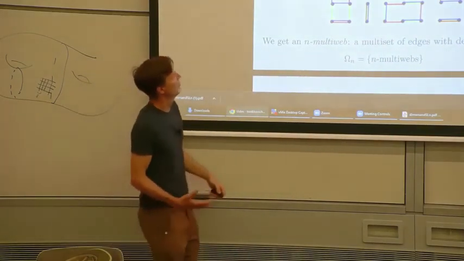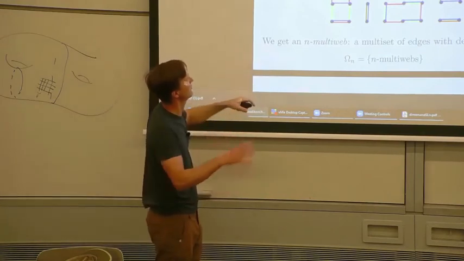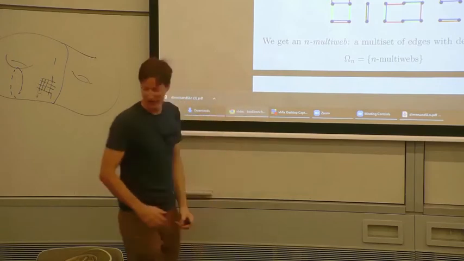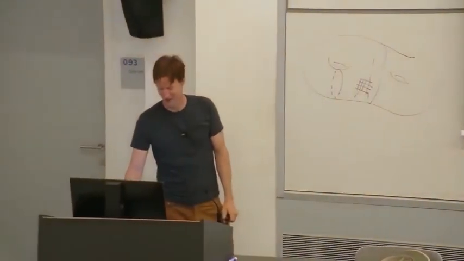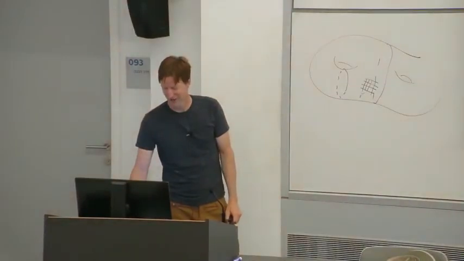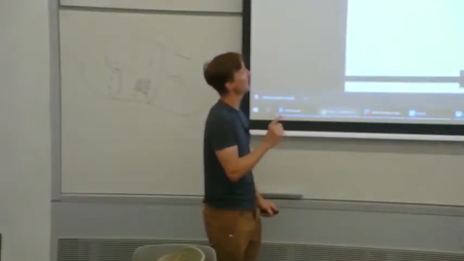And you can ask the same kind of questions. If I put some punctures in, or if I'm on a Riemann surface, what is the topological type of this object? It looks a little bit messier. But I want to explain that there's something interesting going on, at least for the case n equals 3.